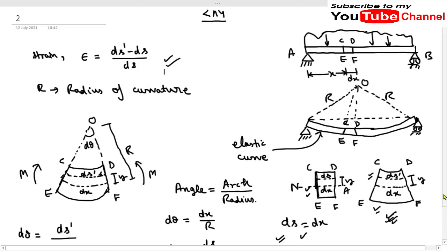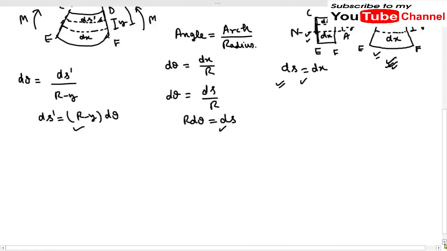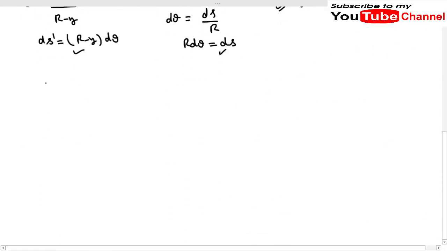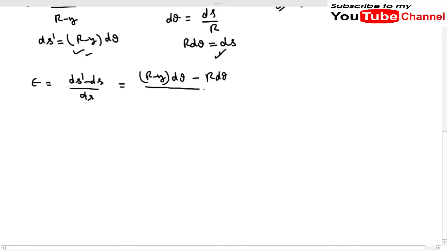Now if I put these two values in this formula, let us see what we get. Epsilon is equal to ds dash minus ds divided by ds. It is equal to, from this equation, the value of ds dash, r minus y d theta, minus the value of ds from this equation, which is r d theta, divided by the value of ds, which is r d theta.